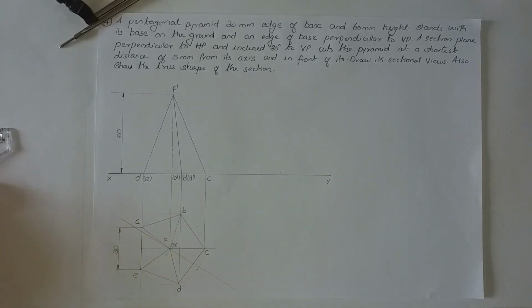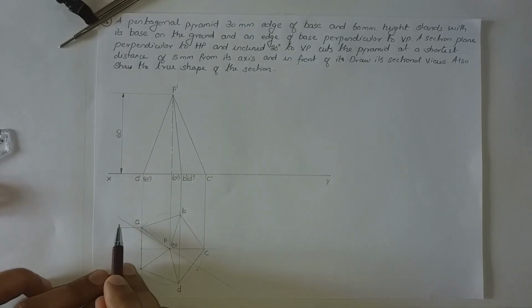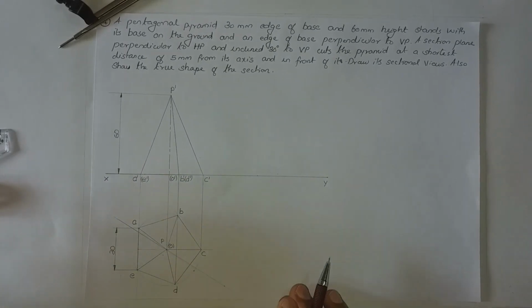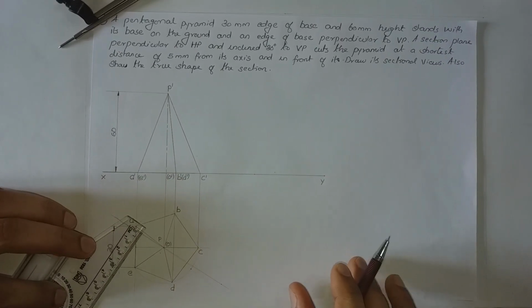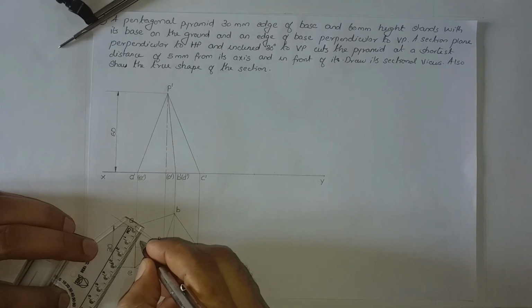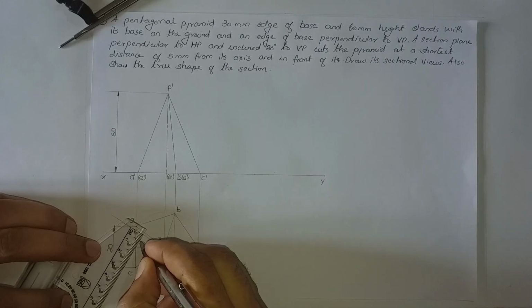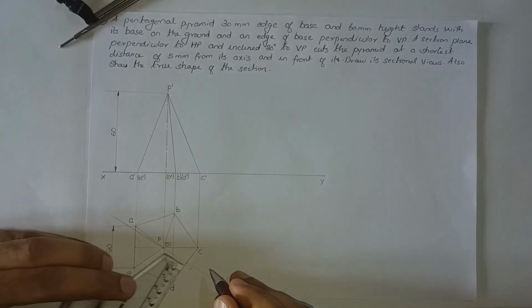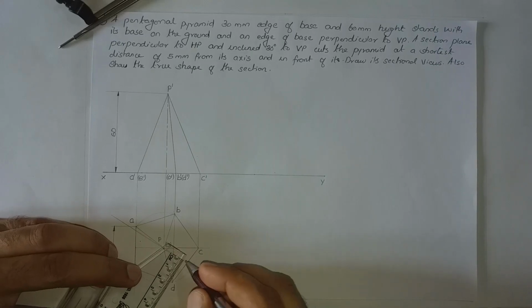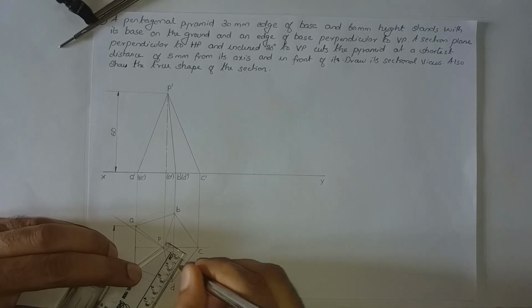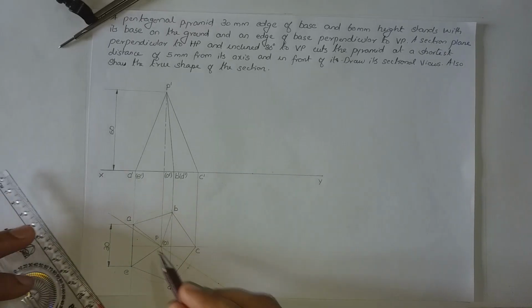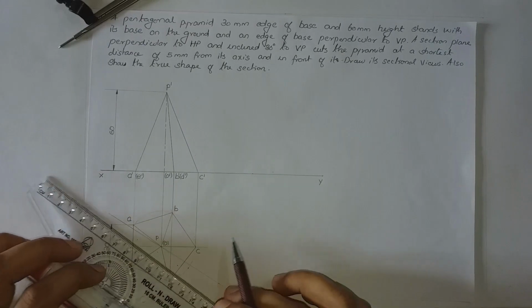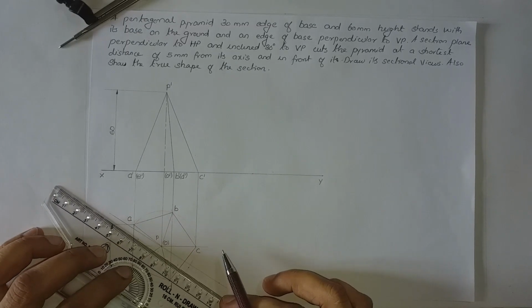But in our case, our section plane is located 5 mm in front. So with respect to this 30 degree line, let us take a distance of 5 mm. Let us mark a point 5 mm in front of this 30 degree line, and through these two points which are 5 mm in front of this 30 degree line, let us draw our section plane as a thick line.